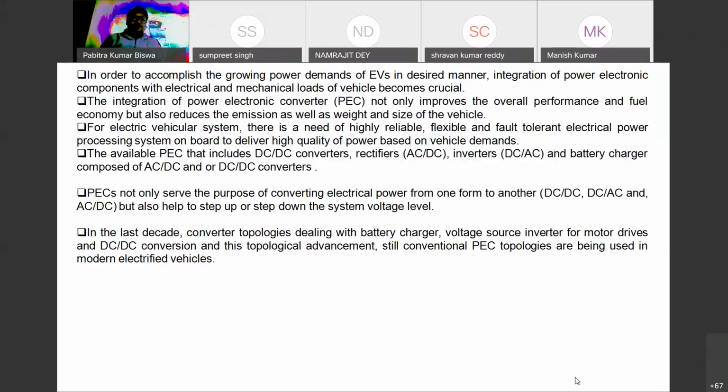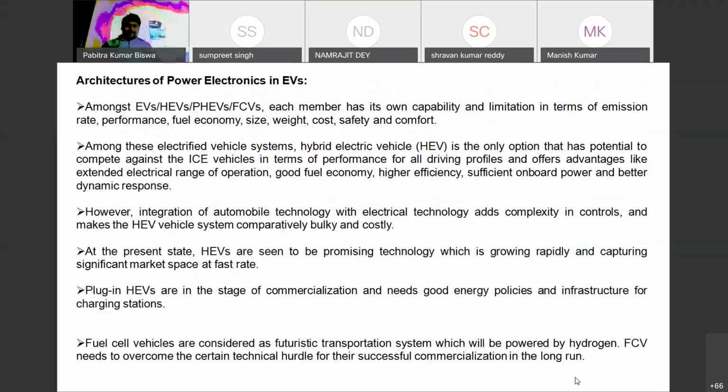Now, in order to accommodate the growing power demand of EVs, the design and integration of power electronics components, electrical and mechanical loads in vehicles become essential. Available power electronics converters include DC to DC converters, rectifiers, inverters, and battery chargers composed of AC to DC and DC to DC converters. And other types, mainly multi-level inverters, may also be used.